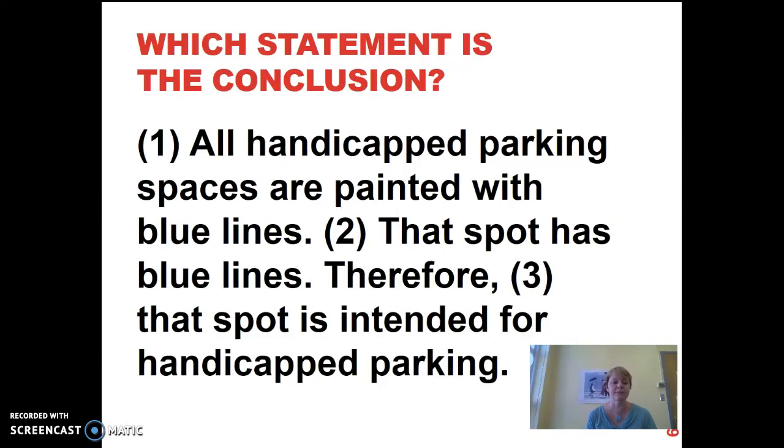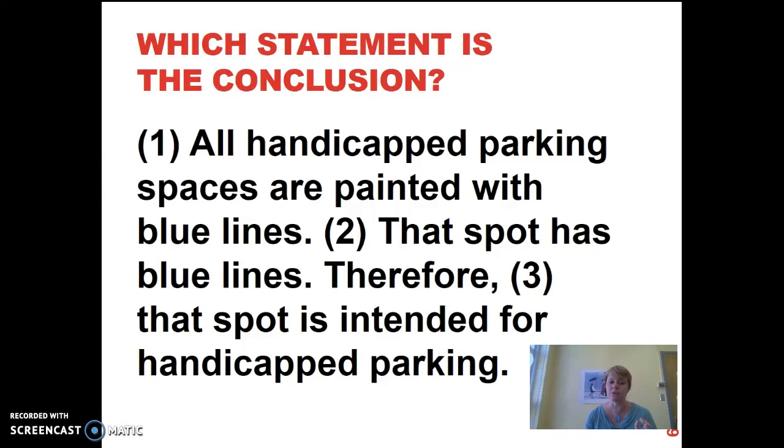All handicap parking spaces are painted with blue lines. That spot has blue lines. Therefore, that spot is intended for handicap parking. In this case, statement 3 is the conclusion, and it is supported by 1 and 2. In fact, 1 and 2 lead us to understand that the spot is intended for handicap parking.